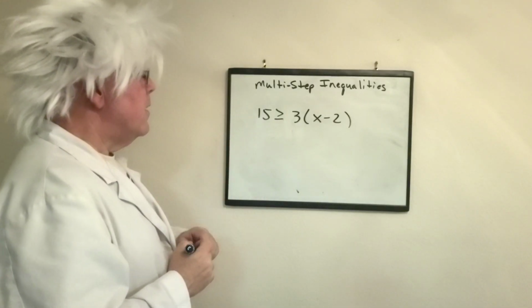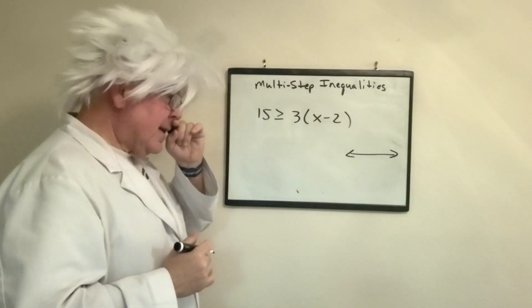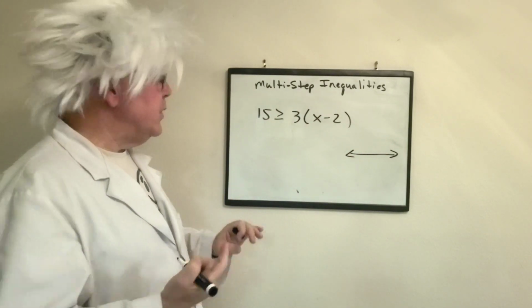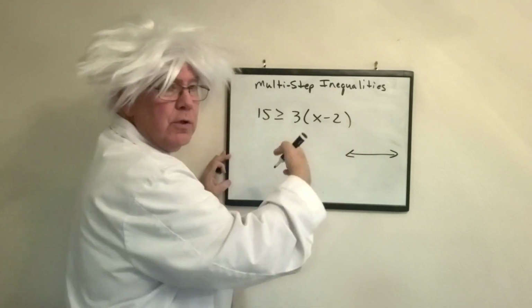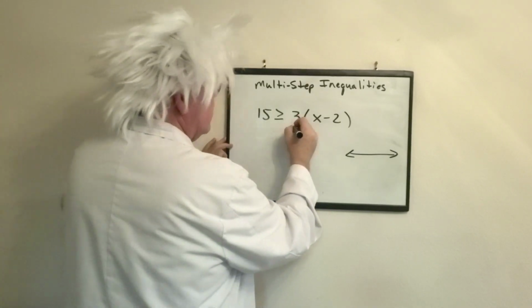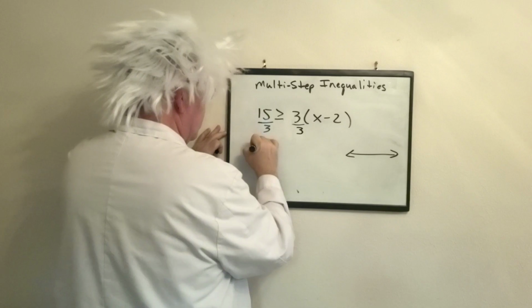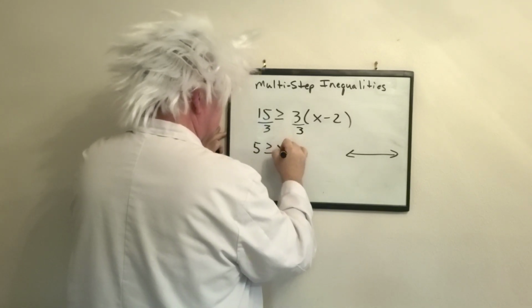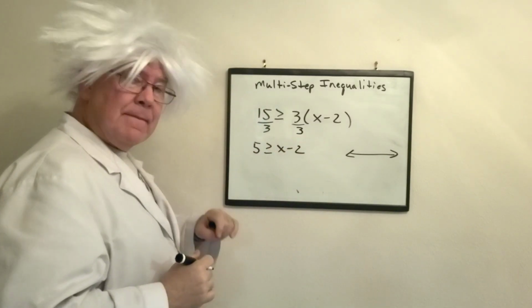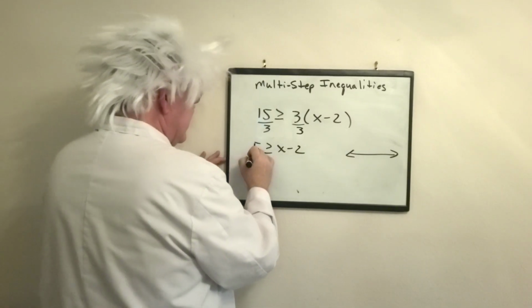Okay, now, we have this particular problem. Now, let's see if you remember what to do. So, I can do the distributive property, but does 3 go into 15? The answer is yes. So I'm going to divide this by 3 and this by 3. So my problem becomes 5 greater than or equal to x minus 2. Now, next thing I'm going to do is add 2 to both sides.